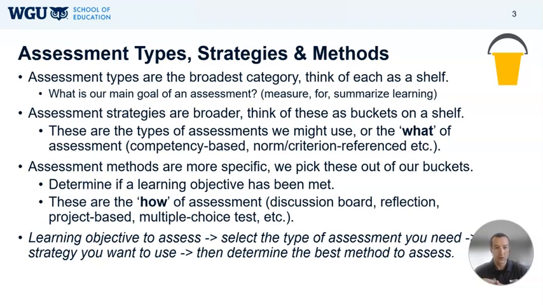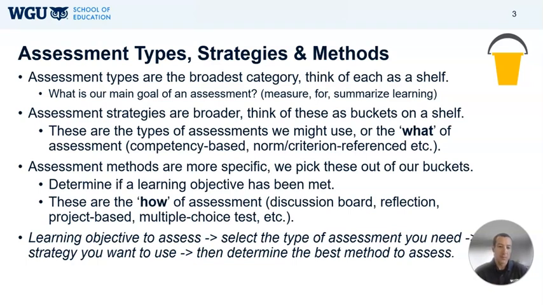And once we know which assessment type that we're going to use, then we can get to work selecting one of the buckets off that shelf. And the buckets are going to be those assessment strategies. Again, these aren't as broad as the shelf, but they're still a broader sort of context. And this is what of assessments. So these are going to be the different types of assessments that we're going to be using here. These strategies are what we're trying to assess. And that's going to be things like competency-based, norm referenced, or criterion referenced, and more. And we're going to talk about these again in a minute here.